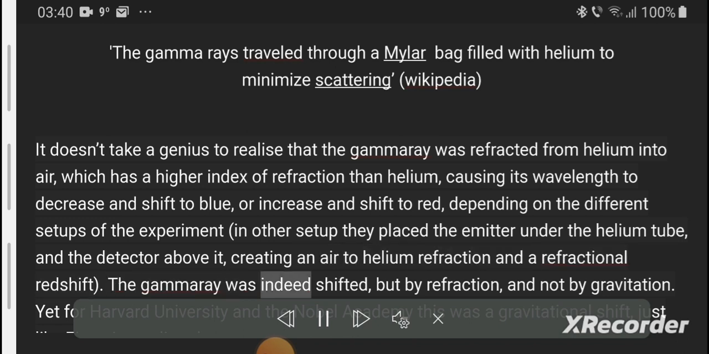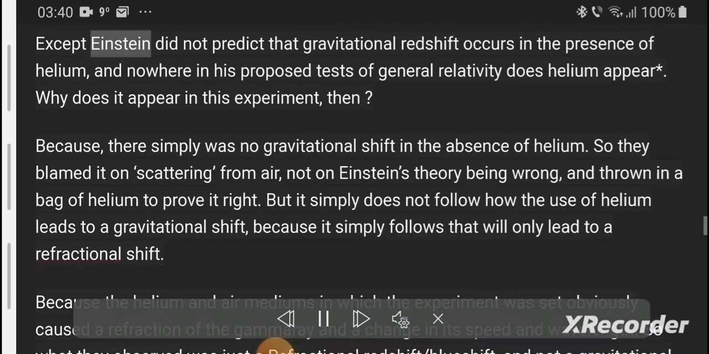The gamma ray was indeed shifted, but by refraction, and not by gravitation. Yet for Harvard University and the Nobel Academy this was a gravitational shift, just like Einstein predicted. Except Einstein did not predict that gravitational redshift occurs in the presence of helium, and nowhere in his proposed tests of general relativity does helium appear.